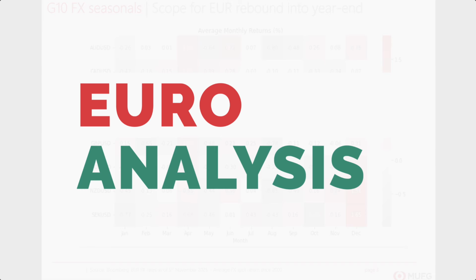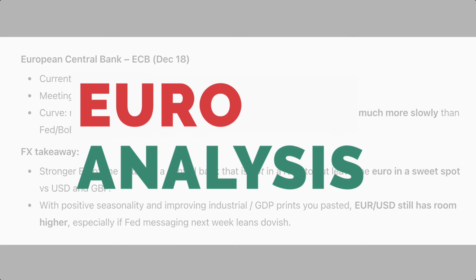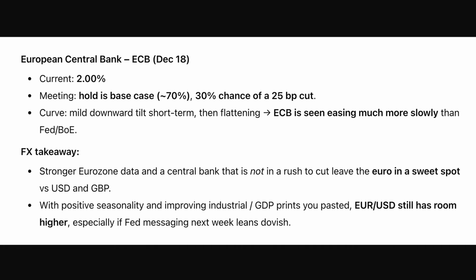Looking at the European Central Bank, the euro. At the moment, they're looking to hold. The base case is for a hold. There is a 70% chance of a hold and a 30% chance of a cut. But really, the ECB is seen as easing much more slowly than the Fed and the Bank of England. So the key takeaway is that stronger Eurozone data and a central bank that is not in a rush to cut leave the euro in a sweet spot versus the dollar and the pound.